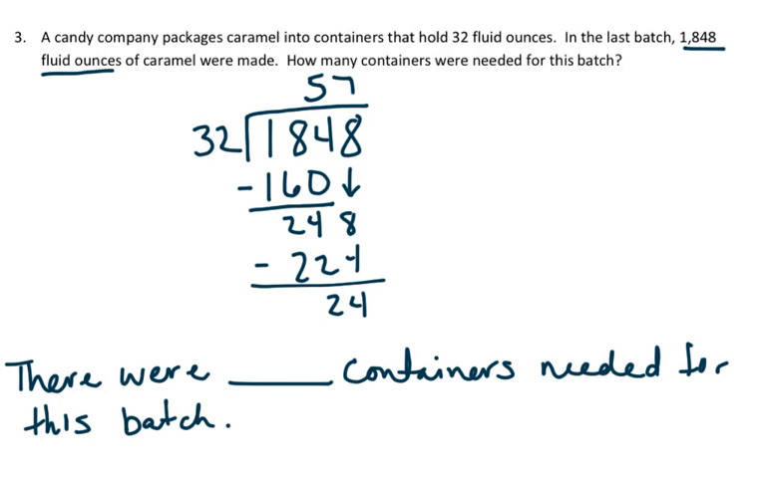they'll see that they need 57 containers, 57 full containers. There is going to be a remaining 24. So doing this division, you have to talk about what these numbers mean. I was trying to find the number of containers, and that answer is 57. It did not ask how much caramel was going to be left over, but we know that answer anyway, and there's going to be 24 ounces left over. So they have 57 containers with 24 remaining. So the answer: there were 57 containers needed for this batch.